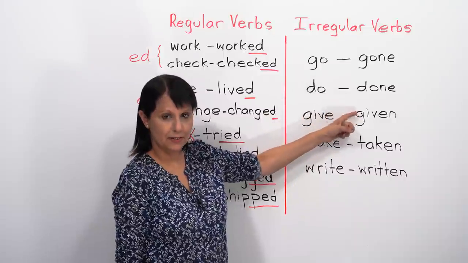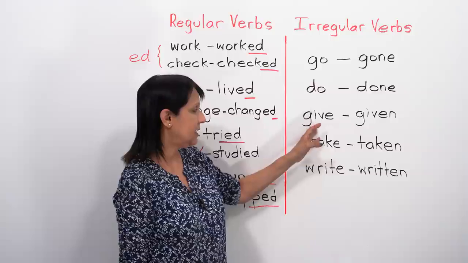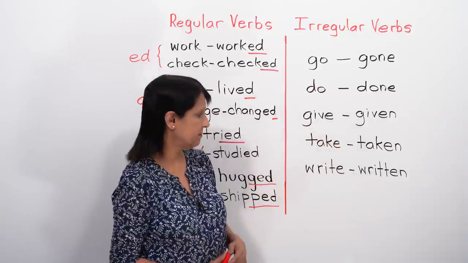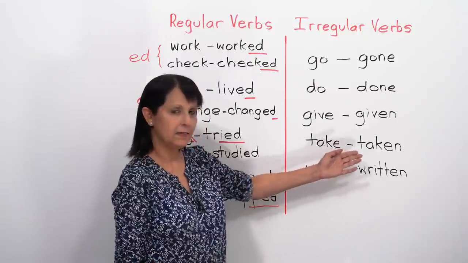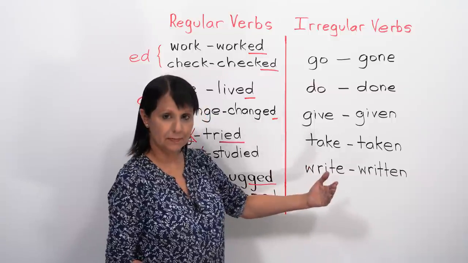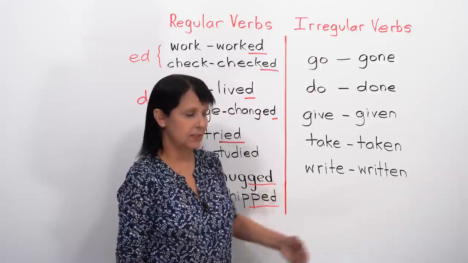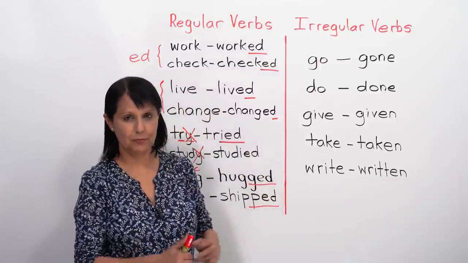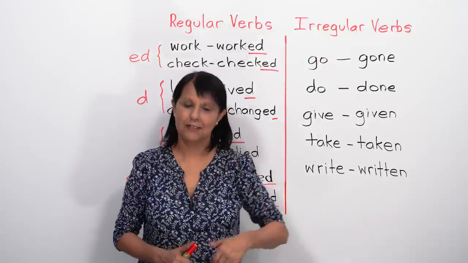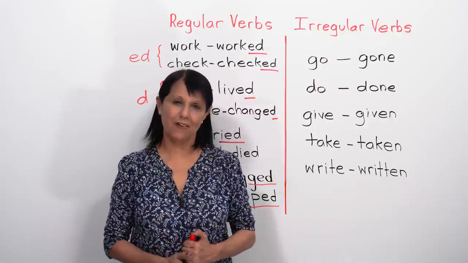Do becomes done. He will have done his homework. Give becomes given. They will have given. Take becomes taken. We will have taken. Write becomes written. She will have written the report. Okay? And these are just a few of them. There are many more. You can find a long list of them in any good grammar book or online.